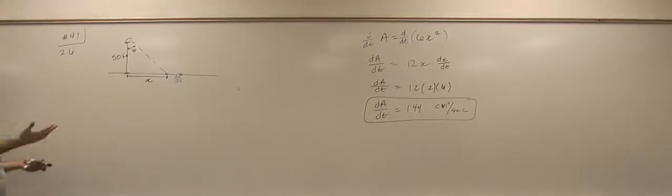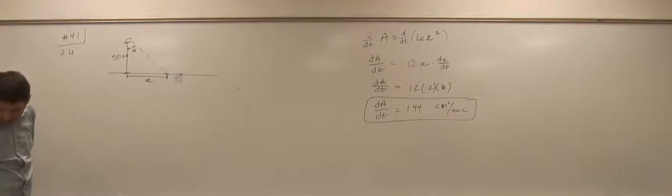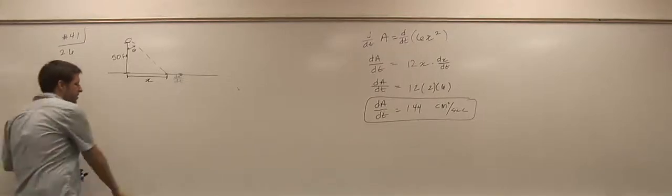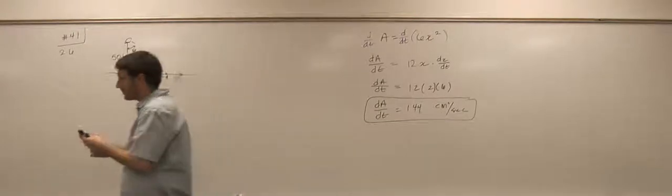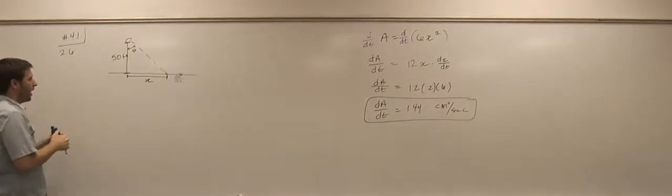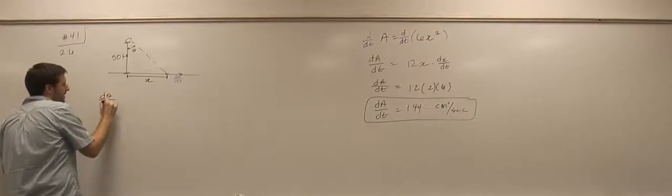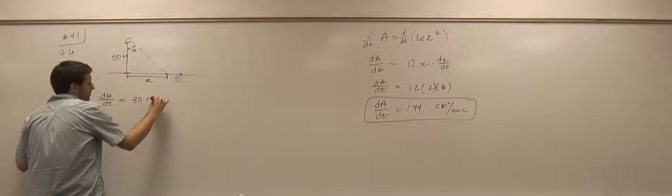So it's asking for dx/dt, and it's giving us a couple of pieces of information. The revolving light on top of the car turns at a rate of 30 revolutions per minute. So what do you think 30 revolutions per minute is going to help me find? dθ/dt. So dθ/dt, I guess you could say, is equal to 30 revolutions per minute.